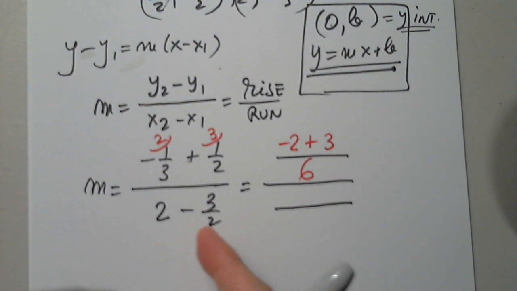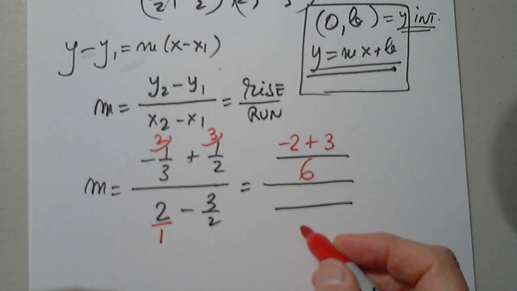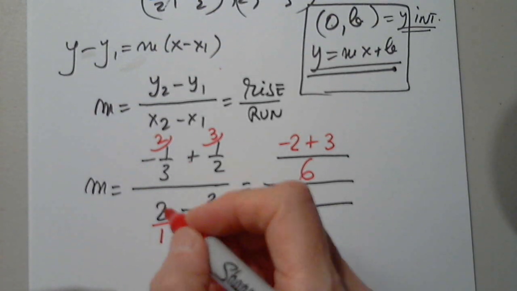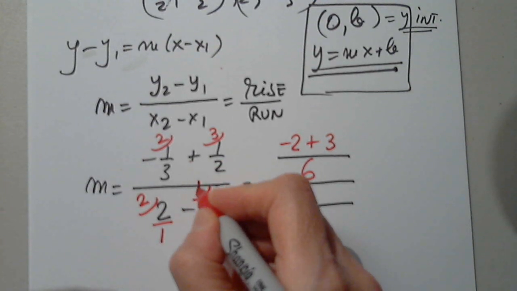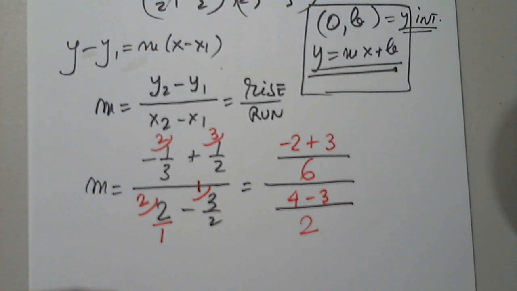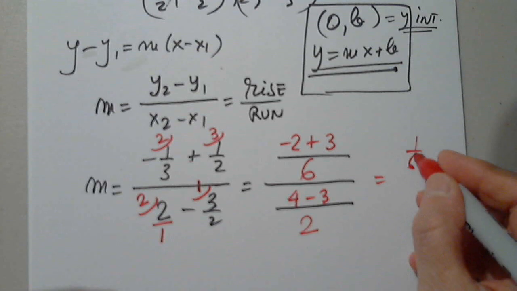The denominator. Can anyone give us the least common denominator of 2 and 1? Two. Very good. So this one needs a 2, but this one does not need anything. You can write 1 if you want. 2 times 2 is 4. 4 minus 3. The numerator, 1/6.